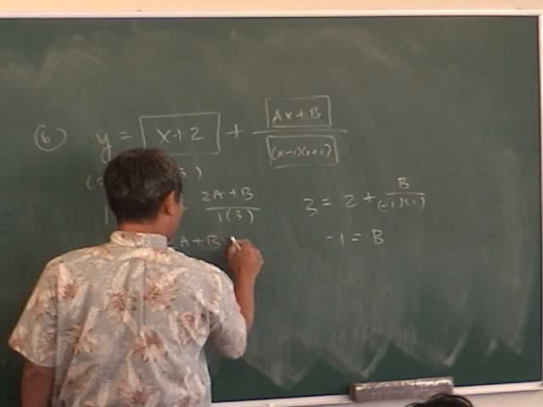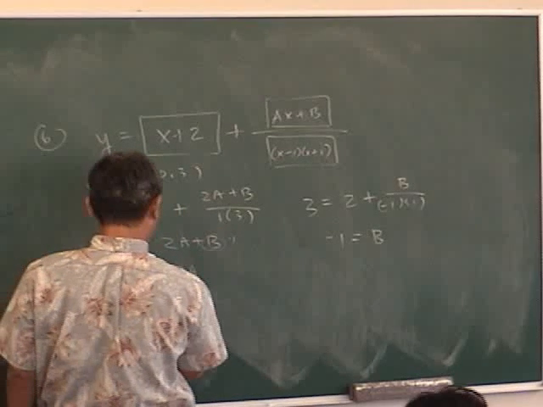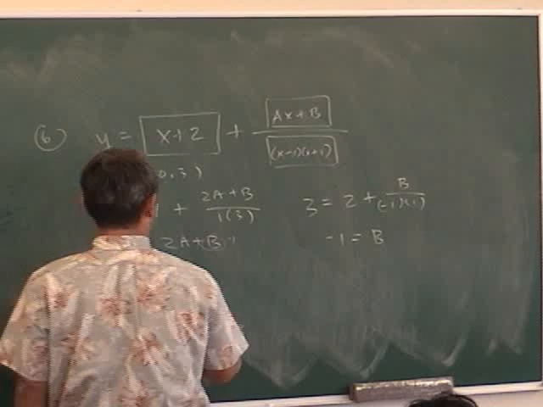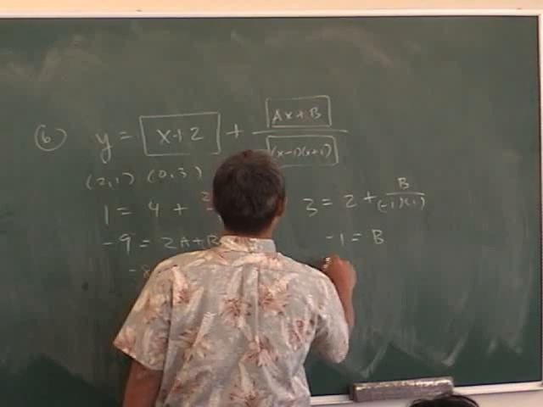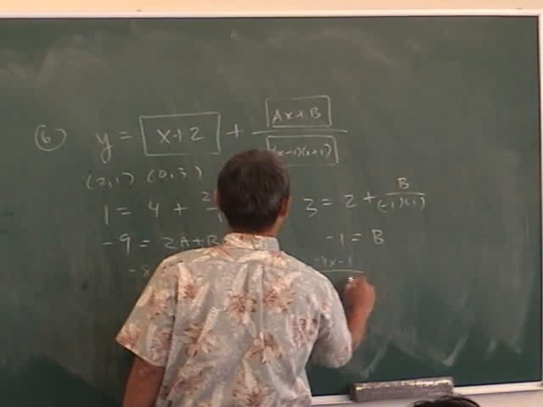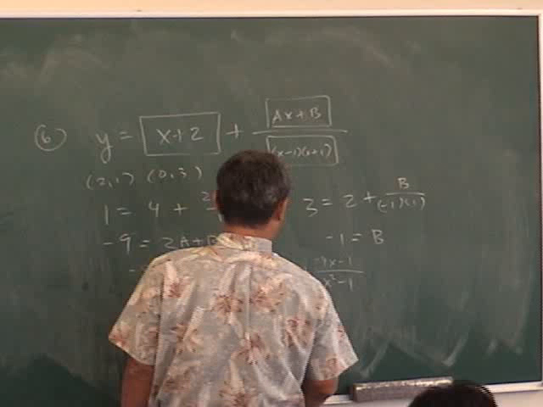Okay, so b is negative 1, so therefore 2a is equal to negative 8, a equals negative 4. So your answer is y equals x plus 2 plus negative 4x minus 1 all over x squared minus 1. Box that, that's the answer.